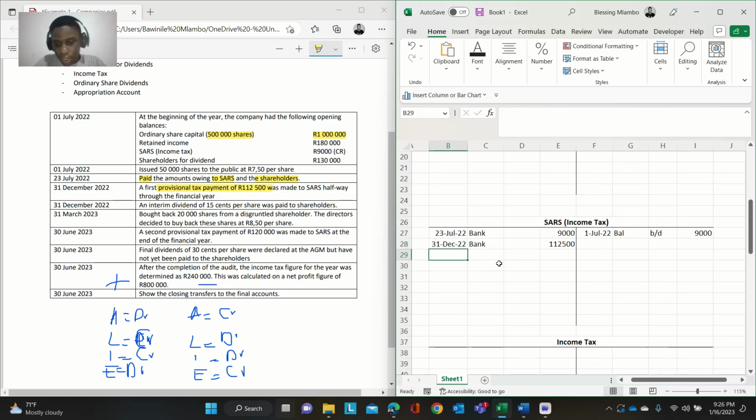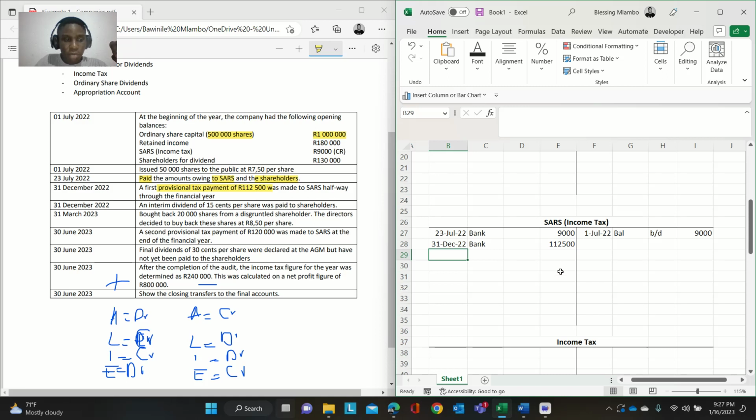But someone may be asking, but Blessing, at this point we don't owe any money to SARS because we paid the 9,000 we were owing at the beginning. So why are we paying a liability we don't have? So what happens is a company usually makes payments to SARS in advance through provisional payments. So they pay amounts to SARS, and then when SARS charges income tax and say, okay, this is the amount you're supposed to pay, they're gonna plug it on the credit side, increasing that liability.